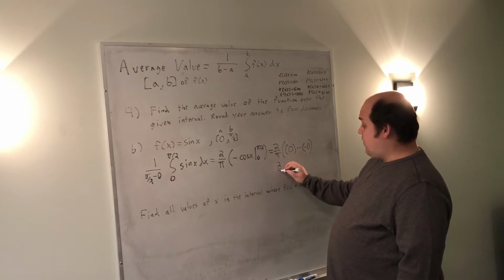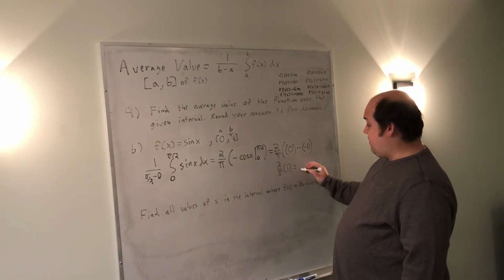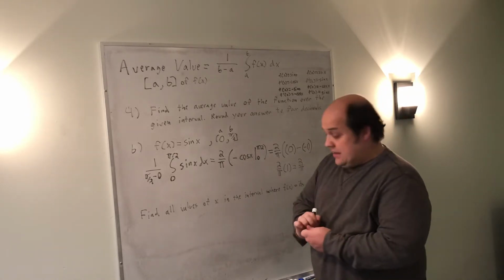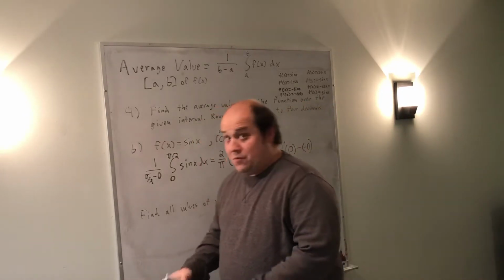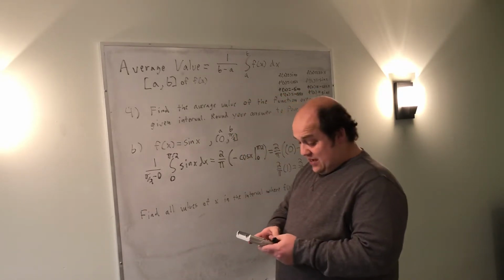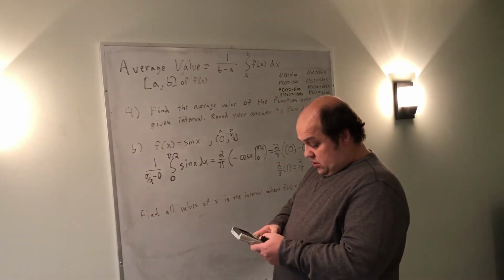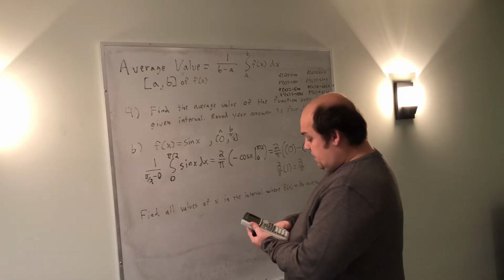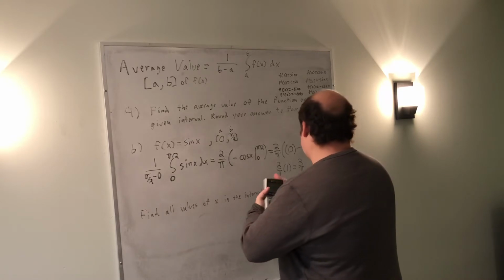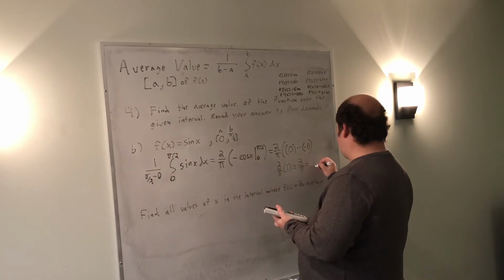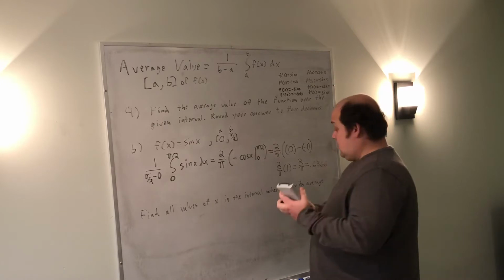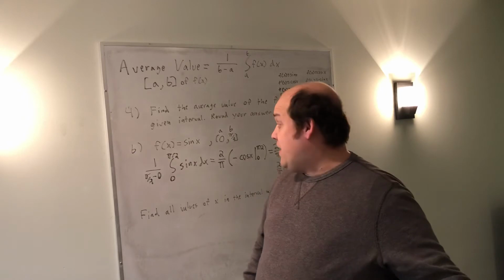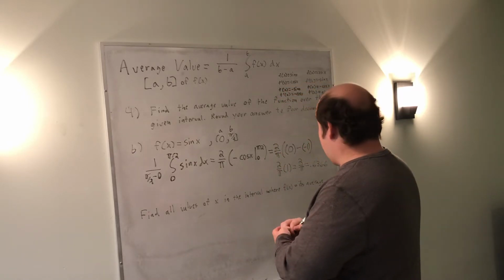When I take 2 over pi and I multiply it by a positive 1, I get my final answer of 2 over pi. That 2 over pi probably will be accepted by Cengage, but if you need it as a 4-digit number, 2 divided by pi gives me 0.6366. So the good news is that we've now found the correct value for the average value of sine x from 0 to pi over 2.